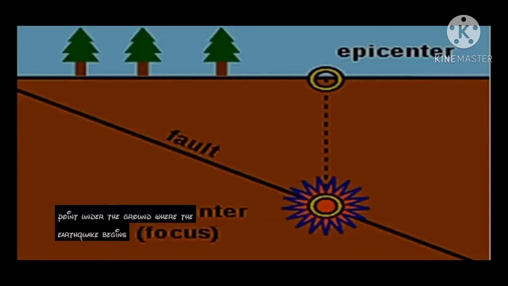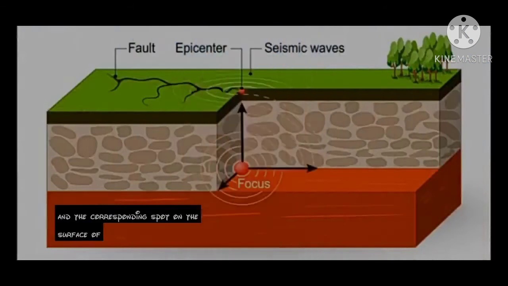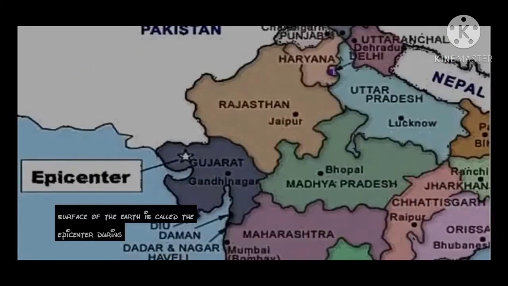The place underground where an earthquake begins is called the focus. The corresponding spot on the surface of the earth is called the epicenter, the point at which the earth is going to shake. That point is called the epicenter.